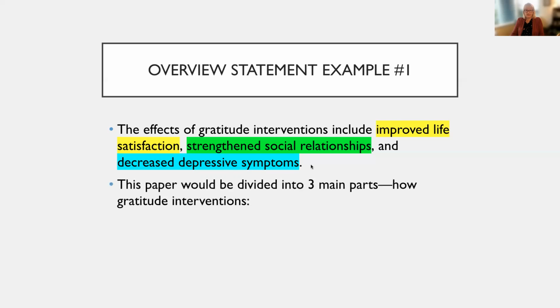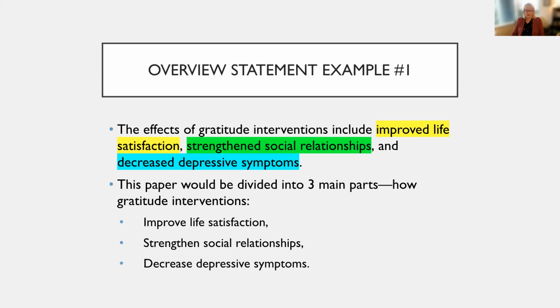And then what this suggests is that the paper will be divided into 3 main parts: how gratitude interventions improve life satisfaction or subjective well-being, strengthen social relationships, and decrease depressive symptoms. And then these could work as headings in that section of your paper as well. So maybe this heading could become gratitude interventions and improved life satisfaction. This heading could be gratitude interventions and strengthened social relationships.